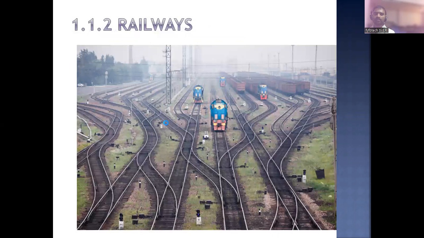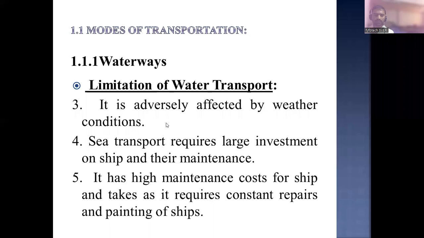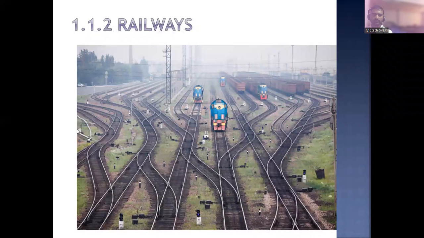So these are some of the disadvantages, that is, limitations. So you have seen what waterways are, and what the advantages and disadvantages are. Only that much is sufficient. Is it clear? Waterways? Yes, sir. Okay, good. So the next transportation mode is railways.